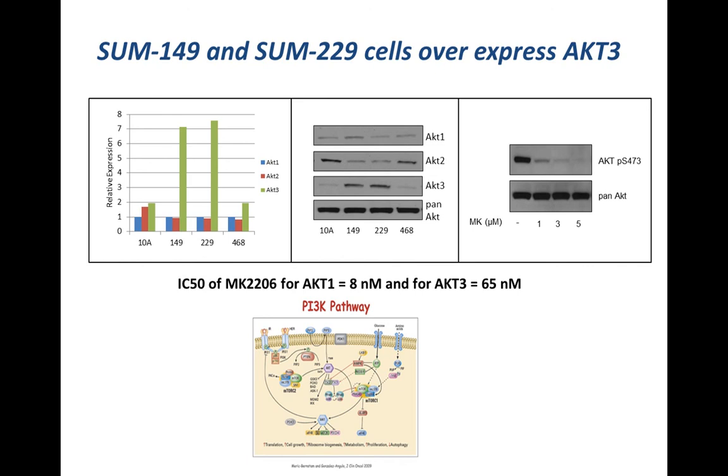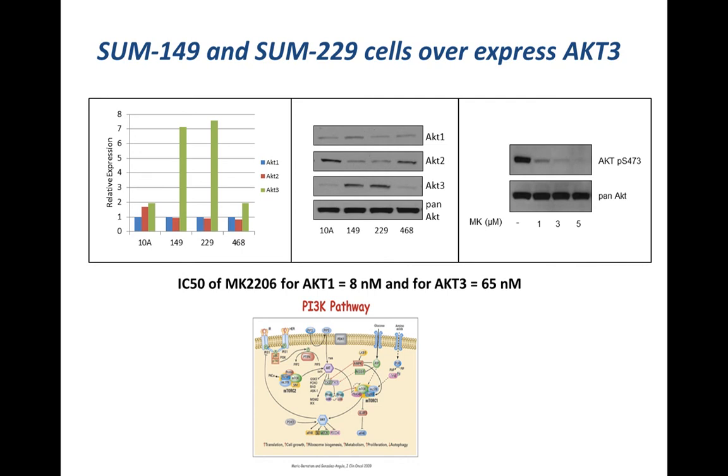Because it just didn't make any sense that the MK wasn't working at all. So sure enough, we went to our RNA data, and here's the 4 cell lines, and here's AKT1, 2, and 3. This is just expression level by messenger RNA. We had this archive data because we've got gene expression profiling and everything. And what you can see is that in the 149s and the 229s, there's a huge amount of AKT3 as compared to the 468s and the 10As.